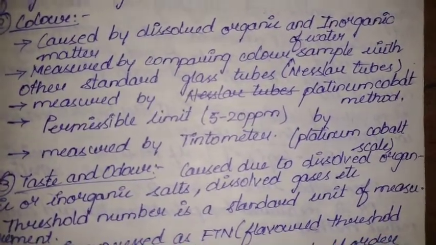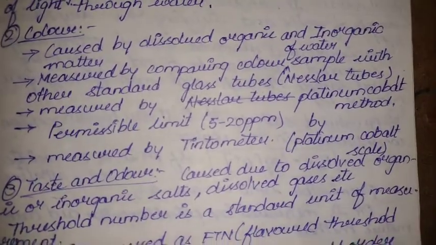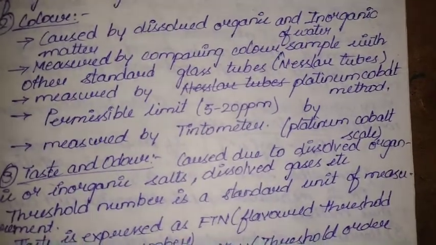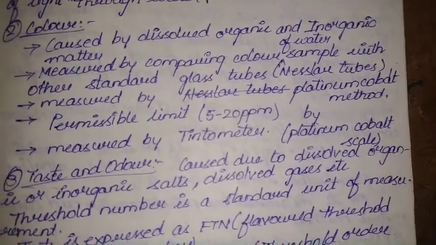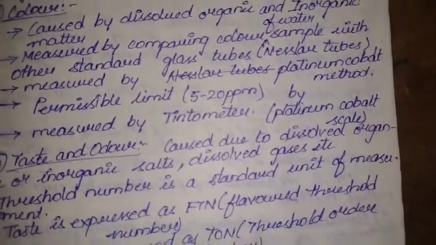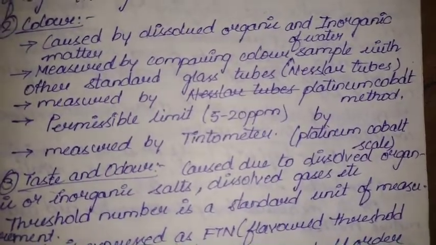Color is caused by dissolved organic or inorganic matter. Whenever I say dissolved, it is mixed with water totally. But whenever I say suspended, as in the case of turbidity, these are materials which are not dissolved completely and not mixed with water, but they are moving in water like fine particulate matter.